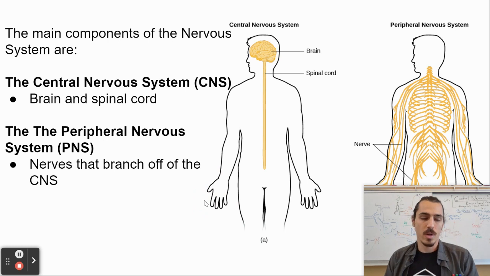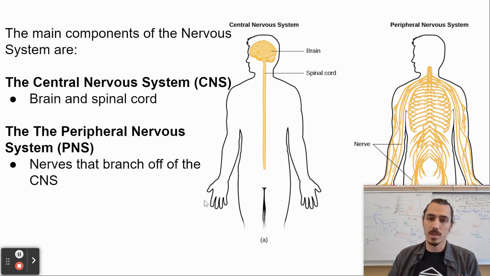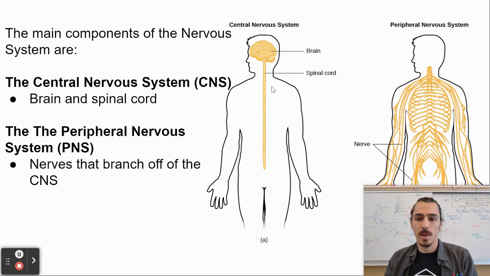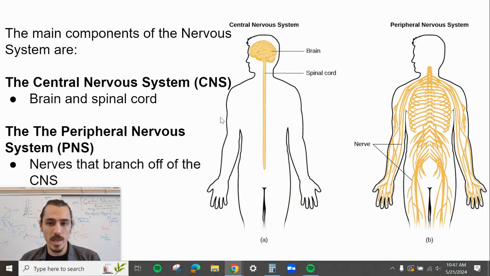So the first thing you're going to want to know is what is the major function and the major structures of the nervous system. The major components in the nervous system are the central and peripheral nervous system. Central nervous system is made of the brain and spinal cord, and the peripheral nervous system is made of all of the nerves that are not in the brain or spinal cord. So all of those neurons that are sensory or motor neurons.